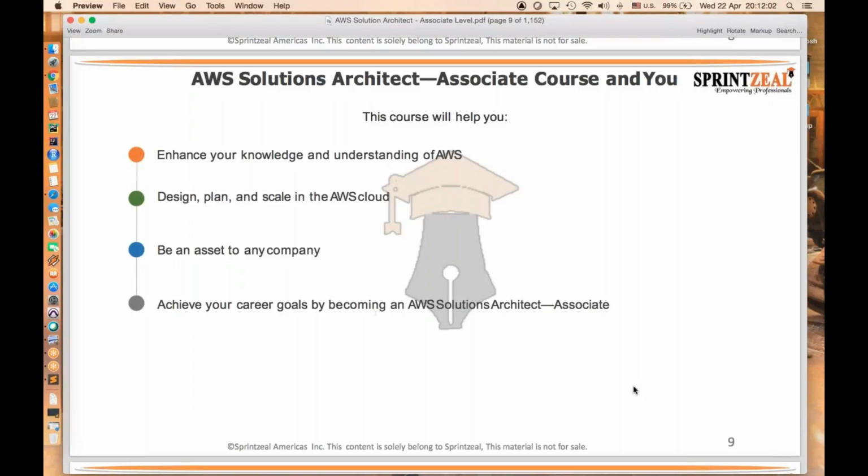So coming to what exactly the Solution Architect Associate course will help you with. We'll talk about how to enhance your knowledge and understanding of AWS. What are the different AWS services we have? How do we design a particular service for your business when you have something to be deployed into the cloud? How do we design, plan, and scale up or scale down depending on the nature of the business we are working on, and be an asset to any company, and achieve your career goals by becoming an AWS Solution Architect Associate.